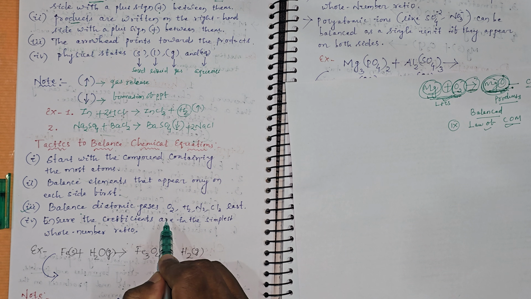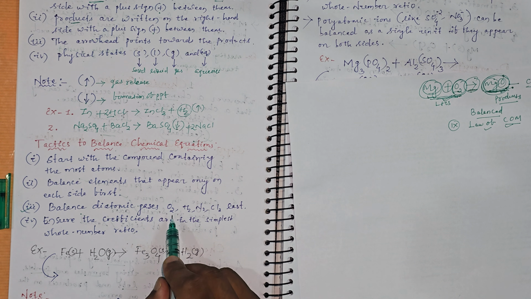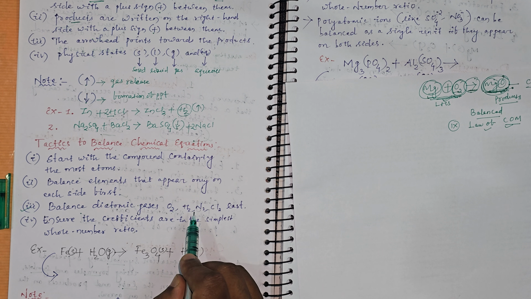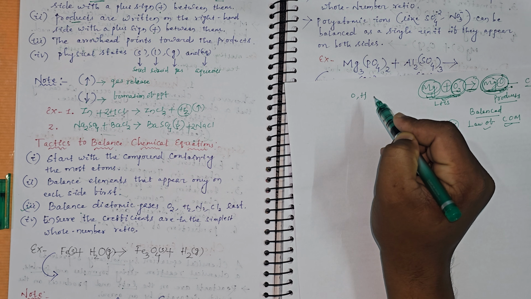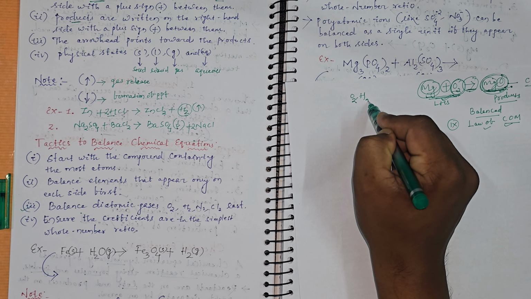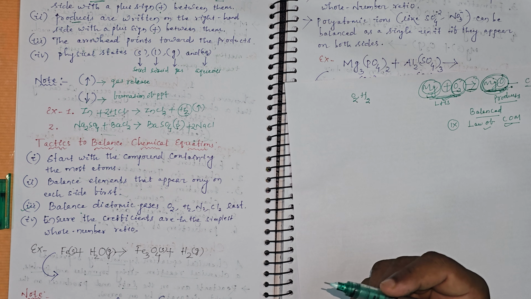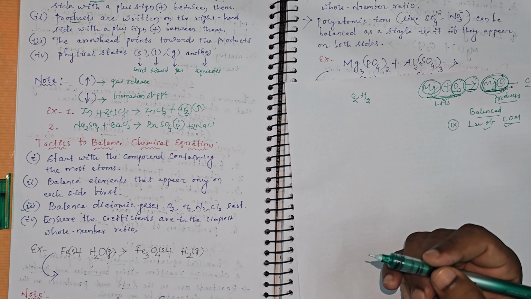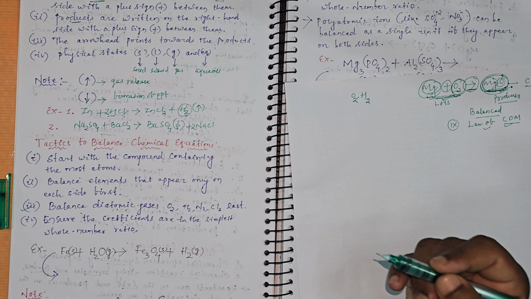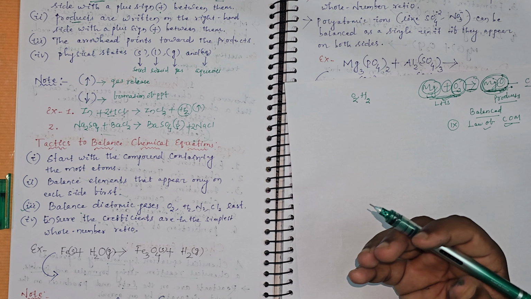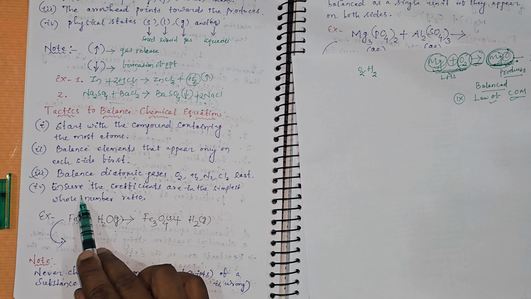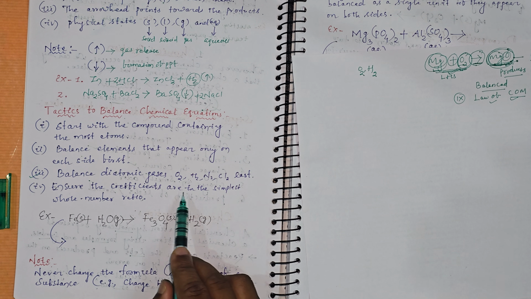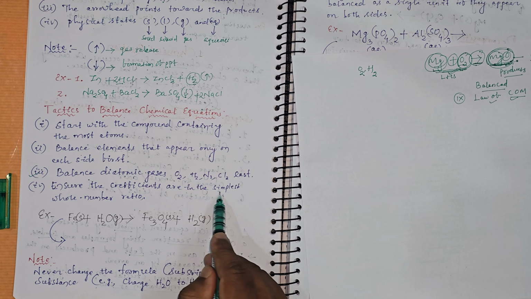Remember that whenever you see the diatomic gases, oxygen, hydrogen, nitrogen, chlorine, do not write oxygen as only O. Do not write hydrogen as only H. O means O2, H means H2. This is the procedure to write any diatomic gas, because they are light non-metals. That's why it's written in this particular way. Clear? And then you have to ensure the coefficients are in the simplest whole number ratio.